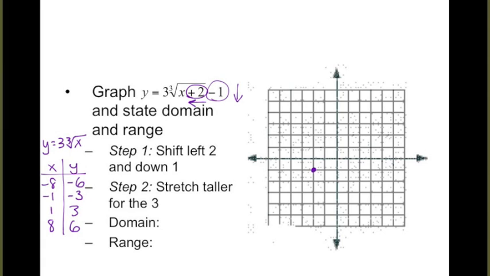Then we're going to plot those from this point again, just like for our square root, not from the original origin, but from the point we've already plotted. I don't have room to go back 8, so I'm going to skip that one, but I'm going to go back 1 and down 3. I'm going to go forward 1 and up 3, and forward 8 and up 6. So our graph swoops through those points and then continues on out the other way with a symmetry of the first half.